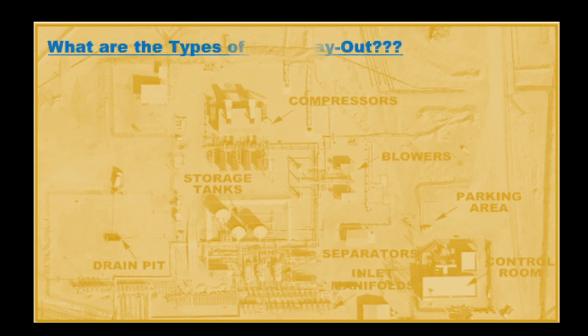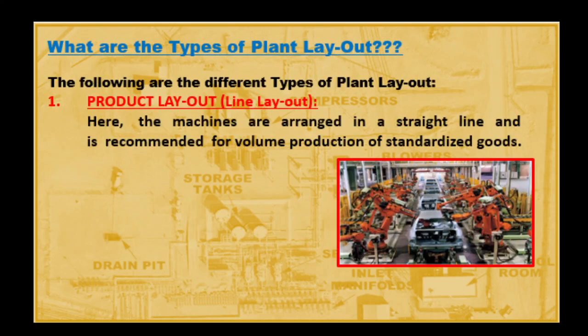So next slide natin, no? What are the types of a plant layout? So the following are the types of plant layout. So first one, you have the so-called product layout, no? Product layout. So the product layout is also known as what we call a line layout.